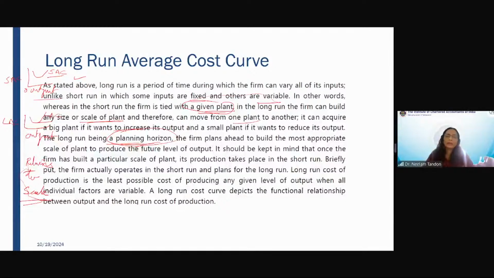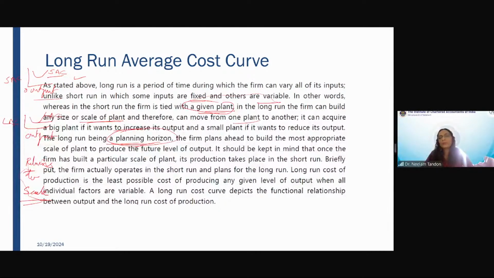So you plan in the short term to get the due returns in the long term, isn't it? So that's why it is known as planning horizon also. When we talk about the long term, it is also known as planning horizon. Okay. So short term firms have constraints, but in the long term it becomes easy. At the same time, it becomes more profitable. It helps in reducing cost also.